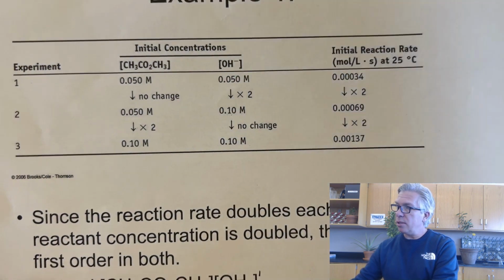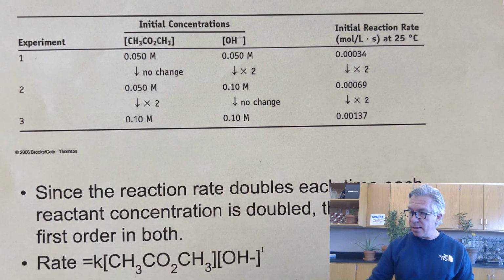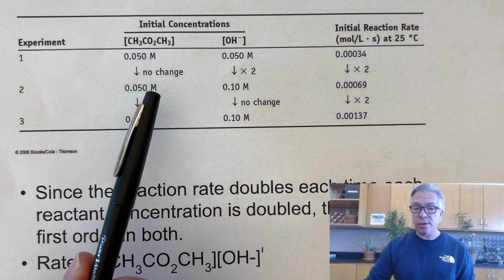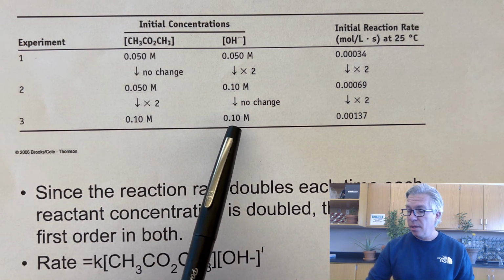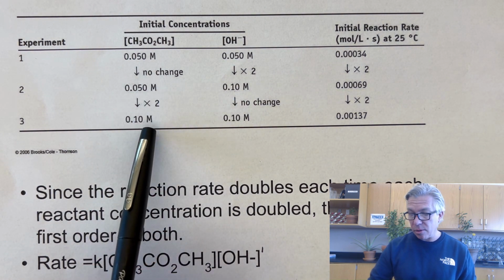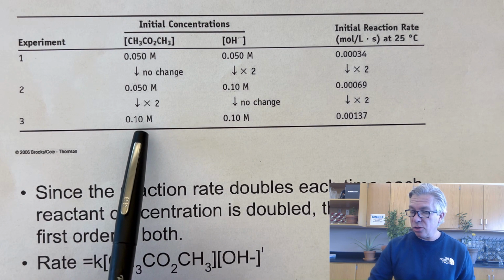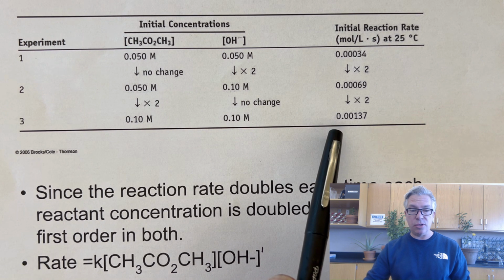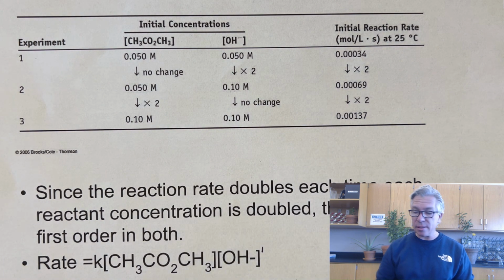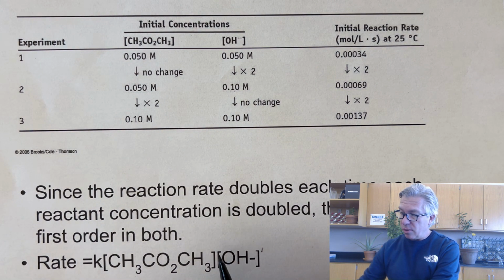Let's pull this up just a tiny bit. And then what if I do a third trial in which I keep the OH constant now that I know it, and then change, or double in this case, the initial molecule, and I find again that the rate doubles in response to that. So that means that it's first order with respect to both.